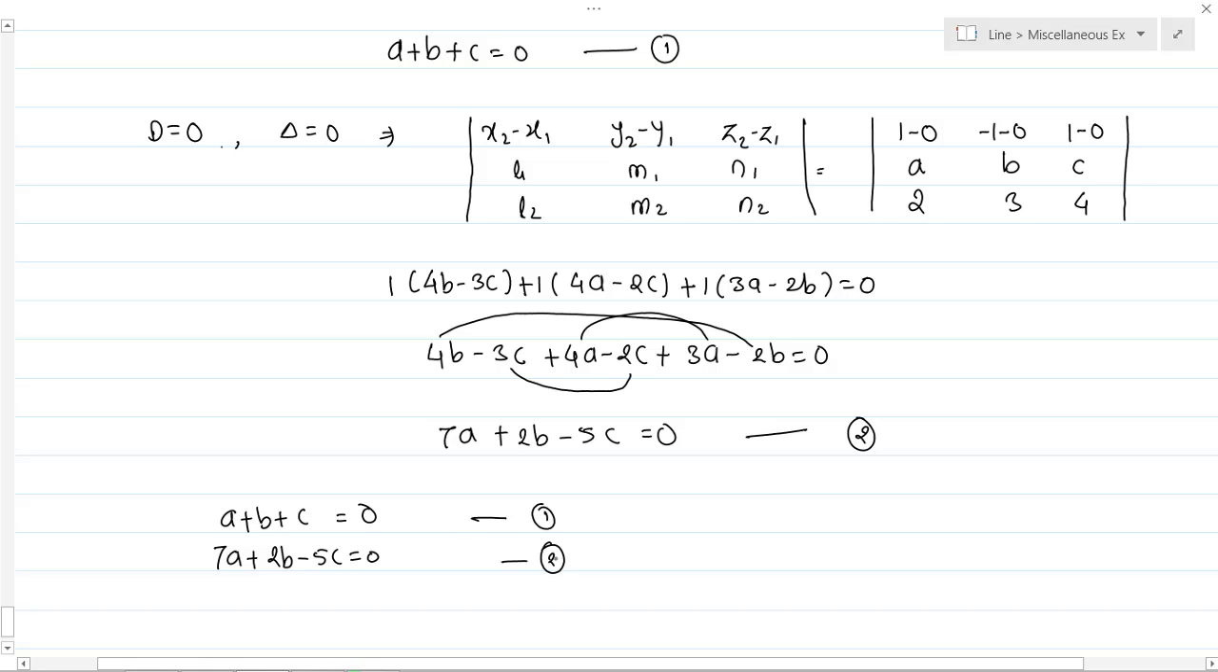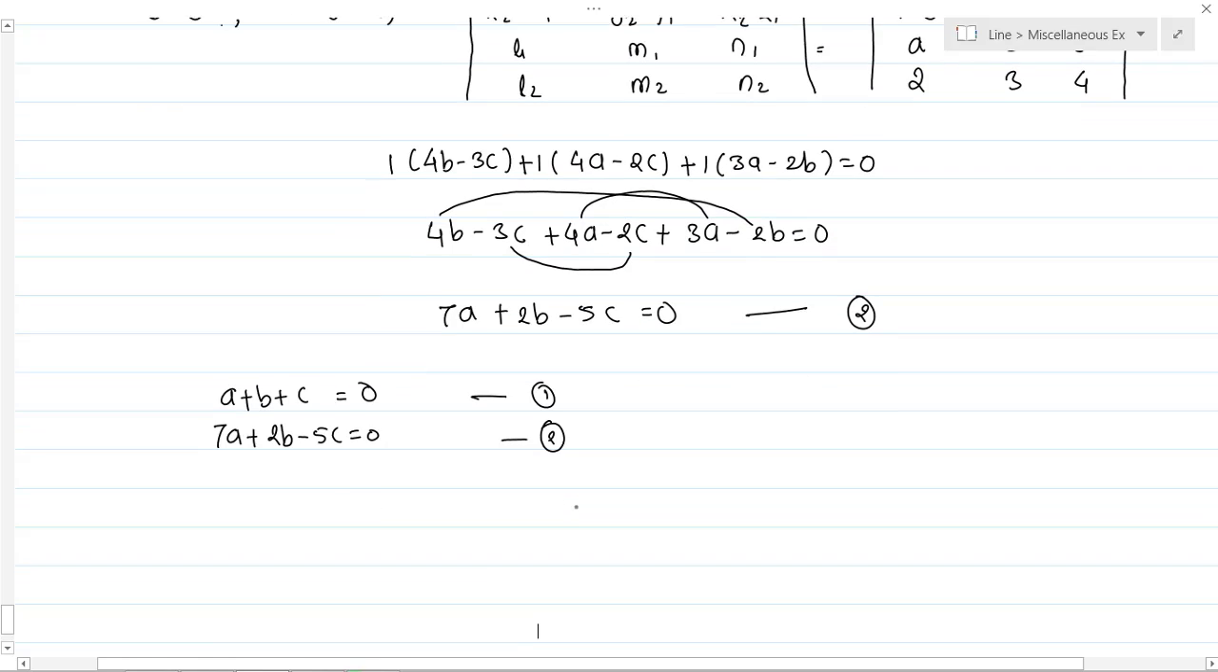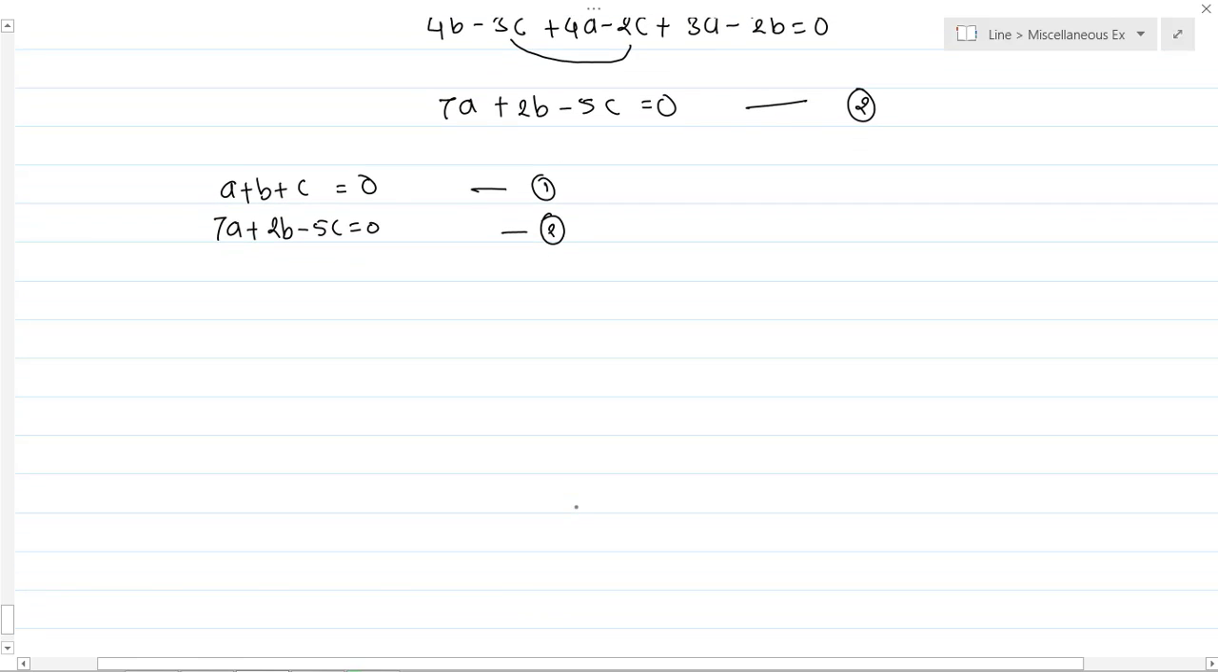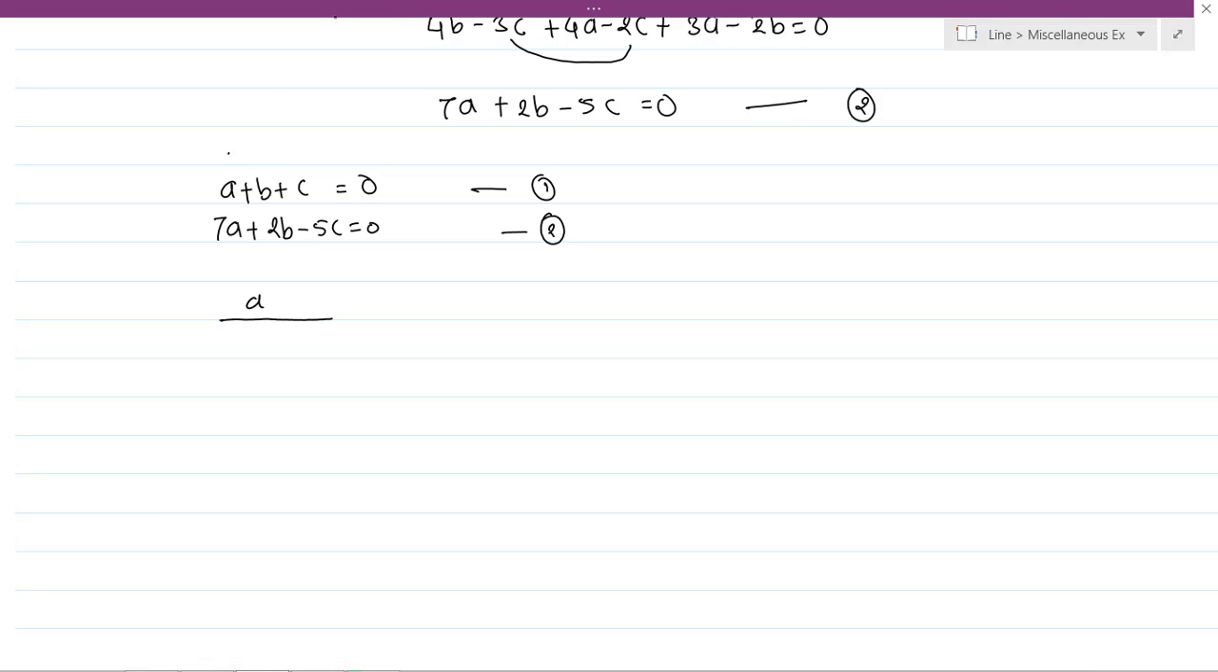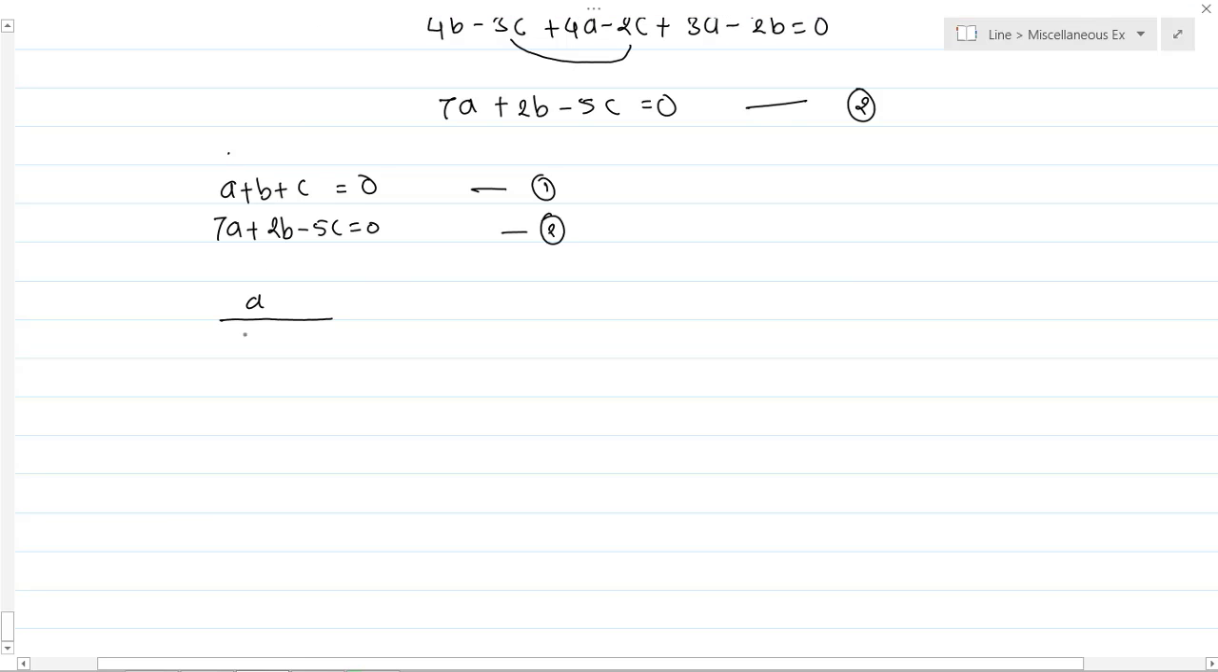So from 1 and 2, how will you get the direction ratios now? It's very simple. Use Cramer's rule, so we will get the ratio in which these a, b, c values are. For a, what to do? For a divided by what, remove the part of a. We will consider only the b and c coefficients. So the coefficients of b are 1 and 2, and the coefficients of c are 1 and minus 5.